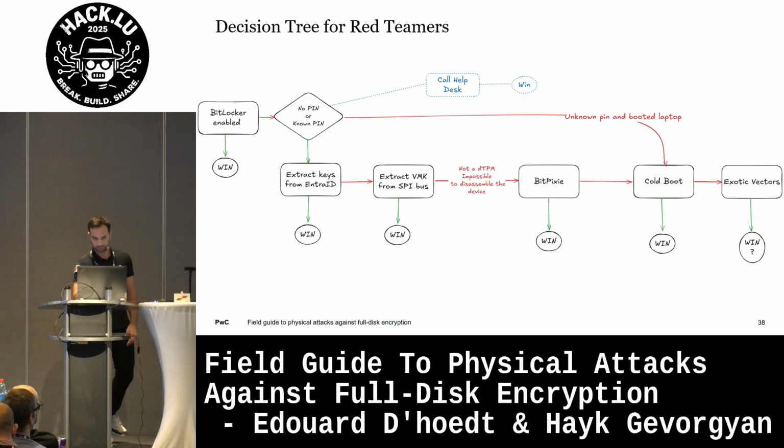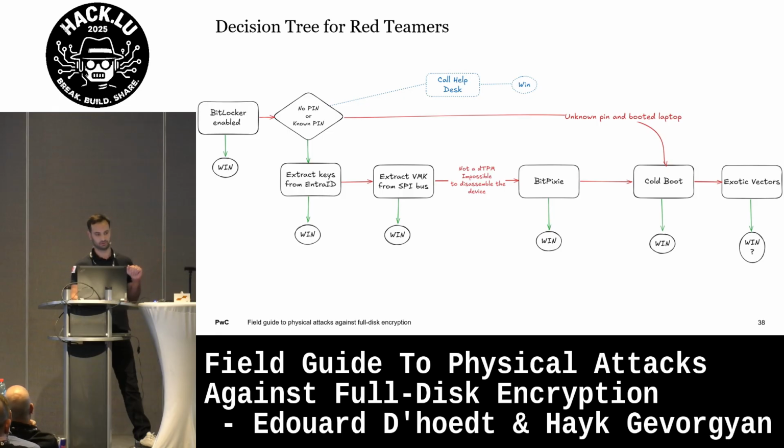So, a small decision tree for red teamers. The idea is you have a laptop, so what can we do as a red teamer? Is BitLocker enabled or not? If it's not enabled, quick win. There is a BitLocker PIN, or there is no PIN, or we know the PIN, because if you know the PIN, you can still do an insider attack. If there is no PIN, you can still extract the keys from Entra ID, quick win again.